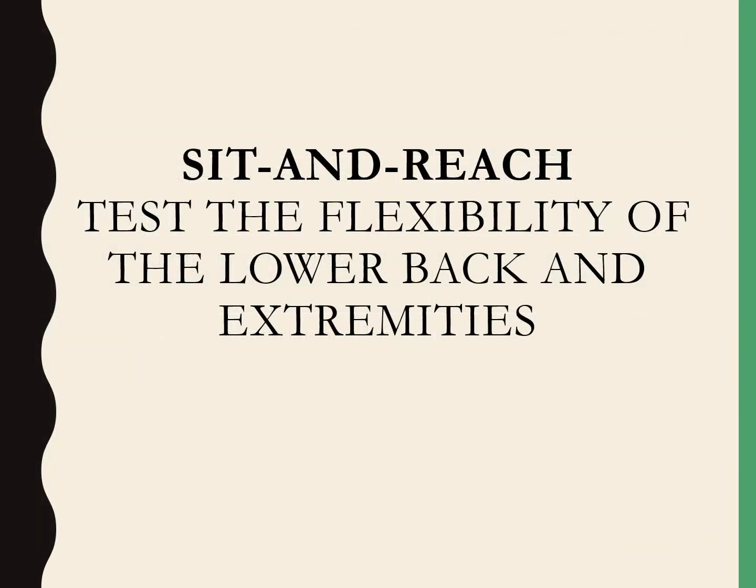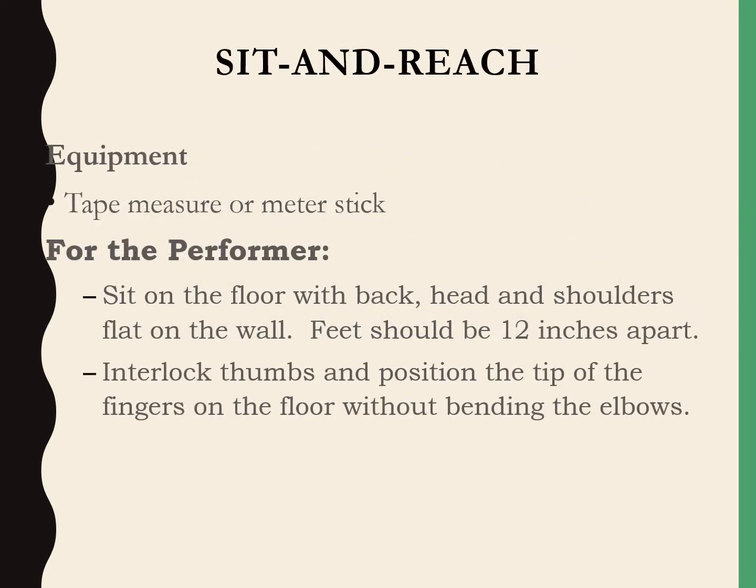Okay, so sit and reach is another flexibility test. So test the flexibility of the lower back and extremities. Sit and reach equipment we're going to use tape measure or meter stick. So for the performers, sit on the floor with back, head and shoulders flat on the wall. Feet should be 12 inches apart. Interlock thumbs and position the tip of the fingers on the floor without bending the elbows.